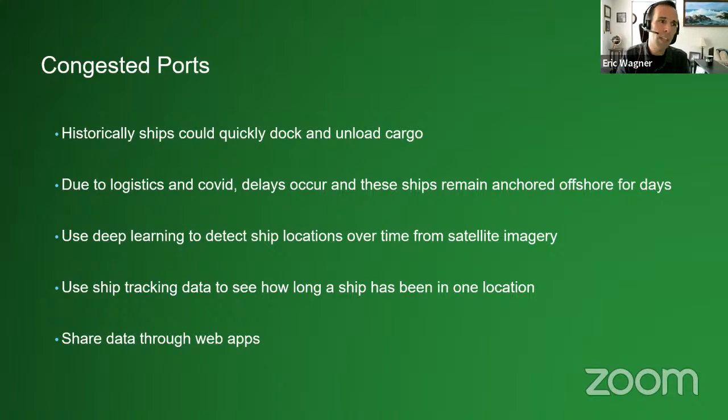So what I want to do is use a little bit of deep learning to automatically extract ship locations from satellite imagery that's freely available to help us understand where ships are located, but at the same time, pull on what's known as AIS data, or ship tracking information, and help understand how long some of these ships have been sitting at the same place, and then share this data through web apps.